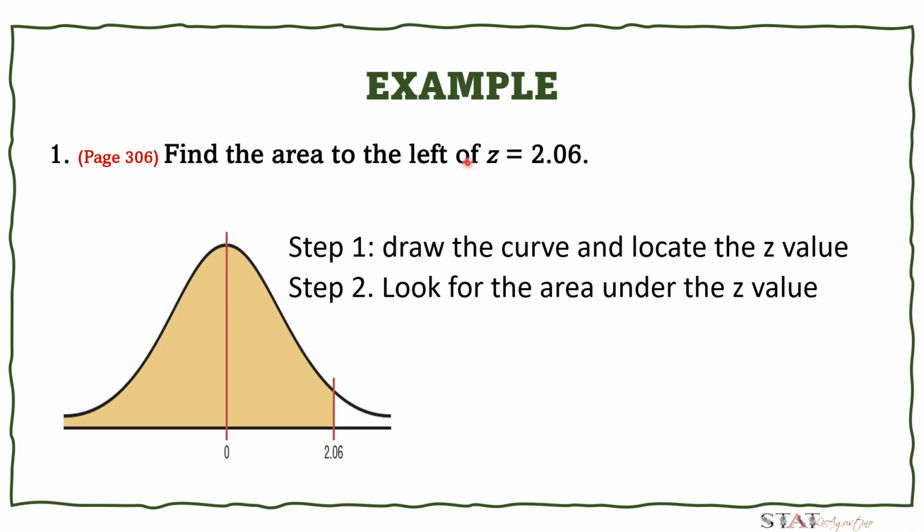So let's have a few examples. On page 306 in your textbook, find the area to the left of z equal to 2.06. This is after you've computed the z-score. Step 1, draw the curve and locate the z value. So here is the location of our z value. Since our question is to find the area to the left, we are looking for the area in this shaded yellow area. So look for the area under the z value. You have to use that table.